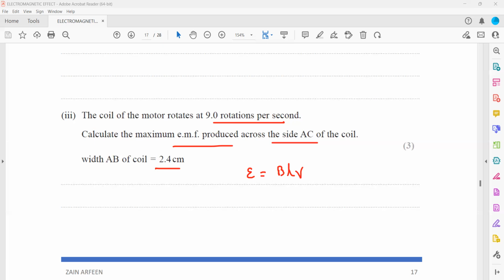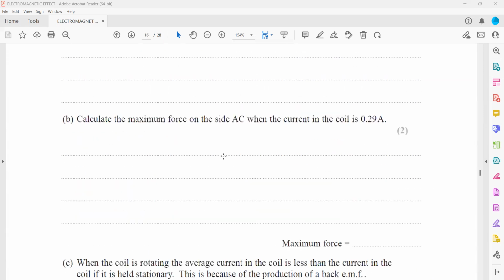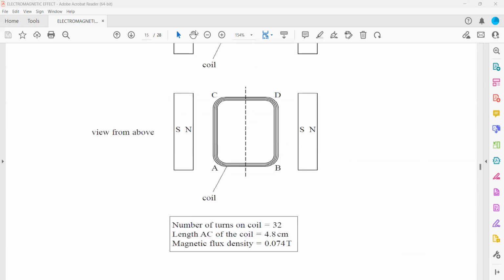Or you can also use omega, which is given because it's rotation, 9 rotations per second. So this is omega. You can also use the formula V is equal to R omega to get this V. After getting V, the width of AB is given as 2.4, but we need the radius. So we'll take just half of it.